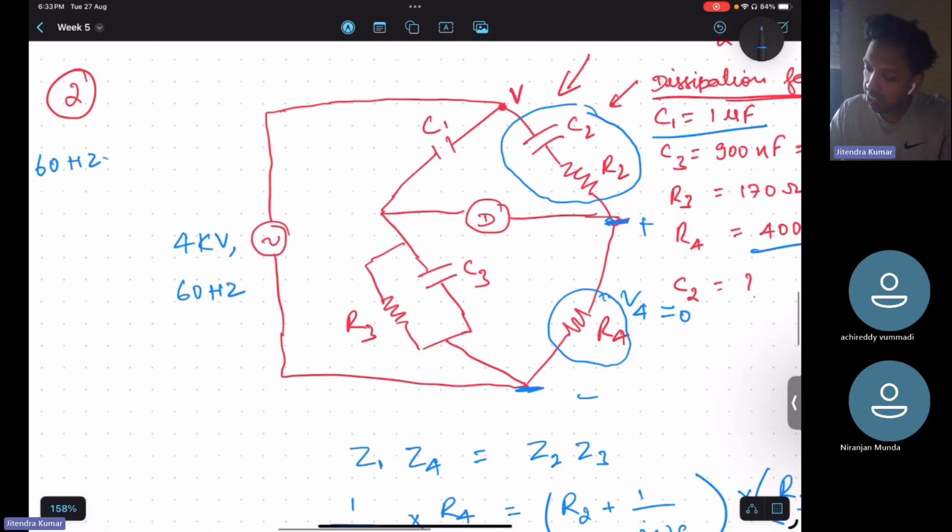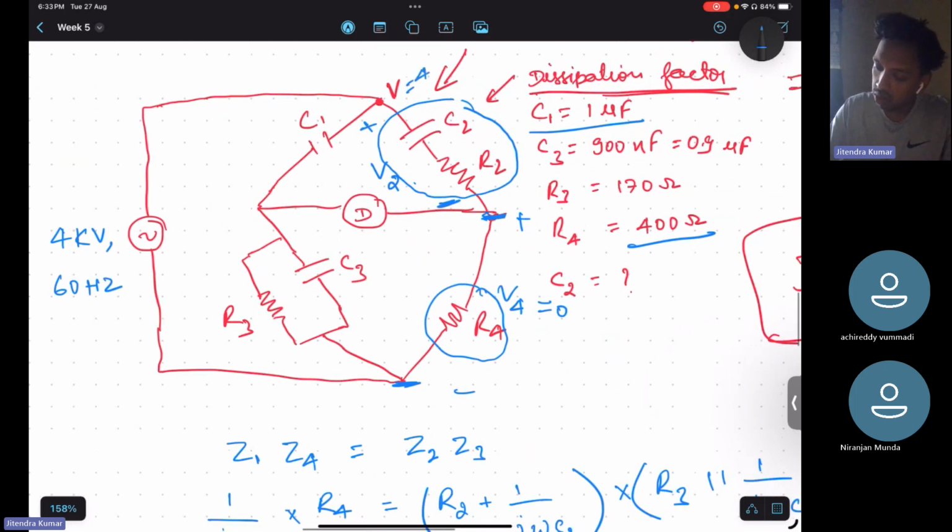So we need to find out this voltage V2. Since V is 4 kV, here also it will come out to be 4 kV, and this will be ground. We need to find out the value of V2. So can we do that easily? I hope so. Yes, sir. Sir, I have a question, sir. Yeah, please go ahead.